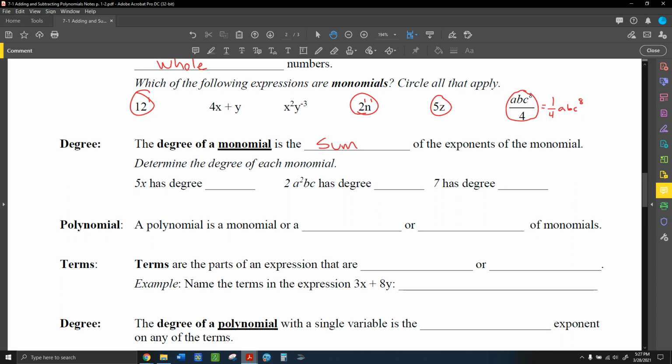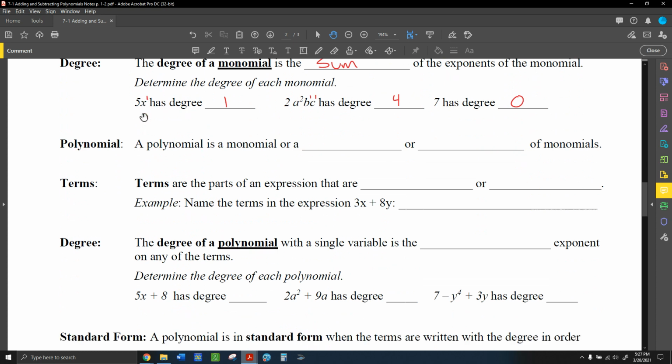So we're looking at the variables here. The first one, 5x, well, the exponent of the x is 1. So this monomial has degree 1. Next up, we have 2a squared bc. Well, the b and the c, they're not written, but we know that the exponent is 1. So the sum of all the exponents, we have 2 plus 1 plus 1 is 4. So this has degree 4. 7 does not have any variables, so this has degree 0. This is a constant term. So we only look at the variables here.